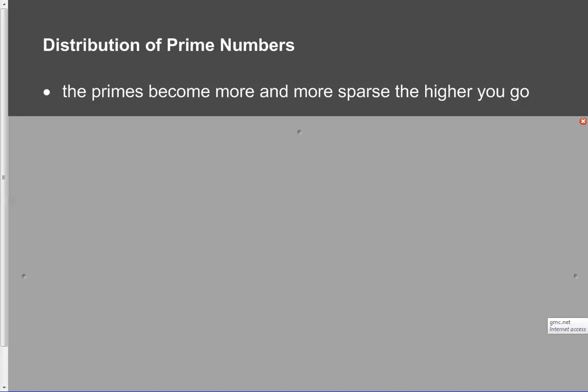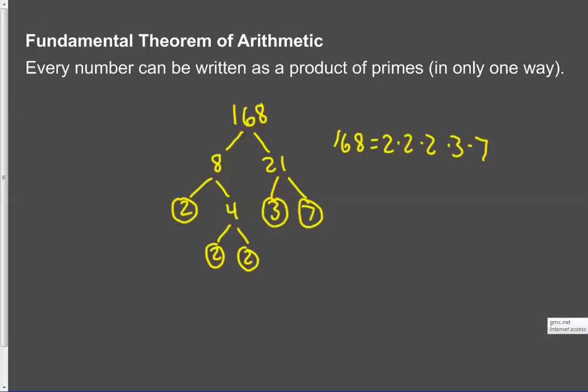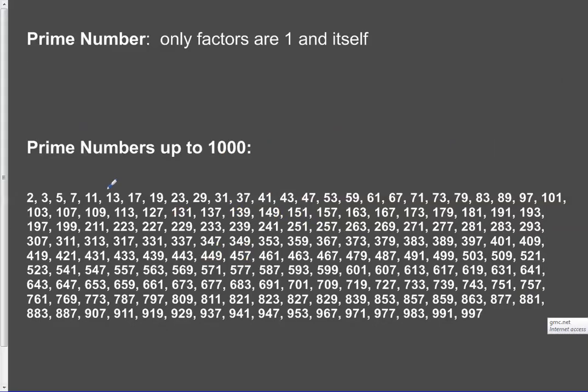Just a couple words about the distribution of prime numbers. The primes become more and more sparse the higher you go. You can start to see it in our list of prime numbers up to 1,000. In the beginning here, a lot of numbers are prime, almost every other one. But as we go, they get a little bit more sparse.